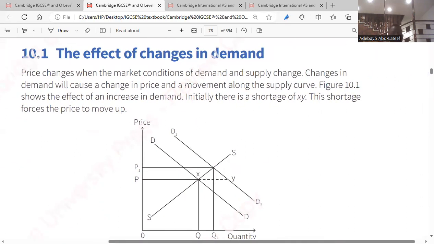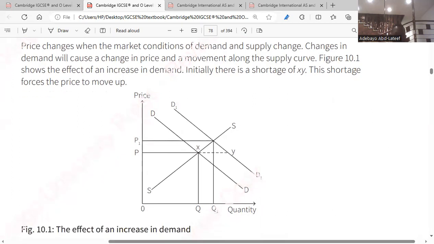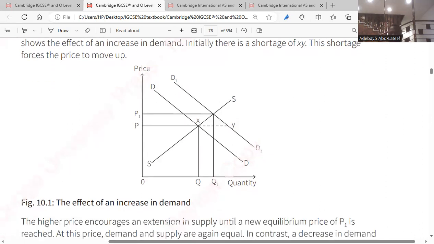Here it says price changes when the market conditions of demand and supply change. Changes in demand will cause a change in price and a movement along the supply curve. Figure 1 shows the effect of an increase in demand. Initially there's a shortage of XY. This shortage forces the price to move up. Look at it, there's a shortage between these graphs. XY, that's the shortage. Because of this shortage, what happens?